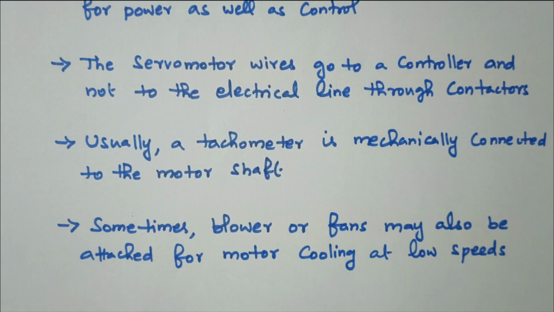The main thing is control purpose. For controlling purpose we are using this servo motor, not for rotation purpose, so that it is controlled by the controller, a separate controller. The controller will give the instruction. For all the operation the controller will give the instruction.